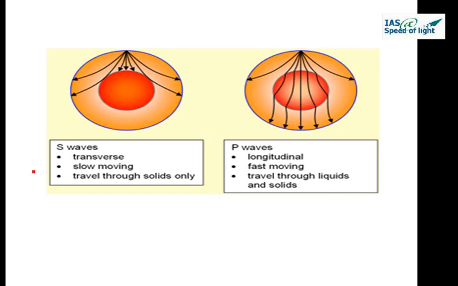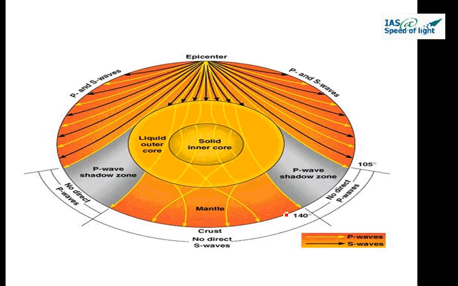Now S waves, these are transverse waves, slow moving and travel only through solids. P waves are longitudinal, fast moving and travel through liquids and solids. Now we will see how these waves helped us understand the different layers of the earth.